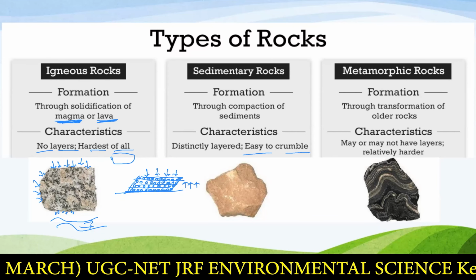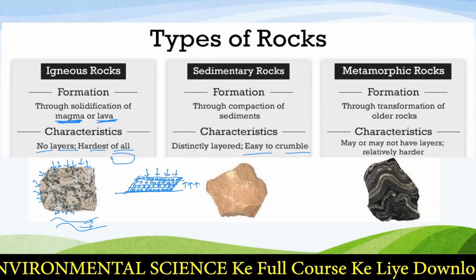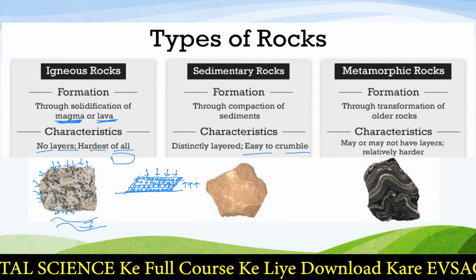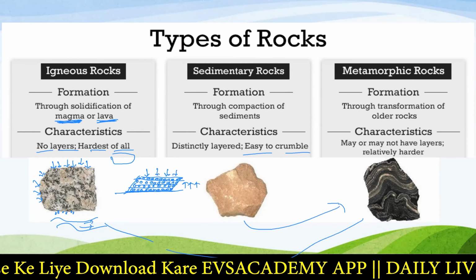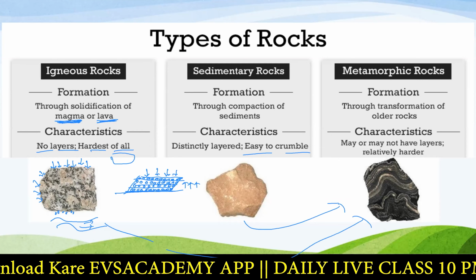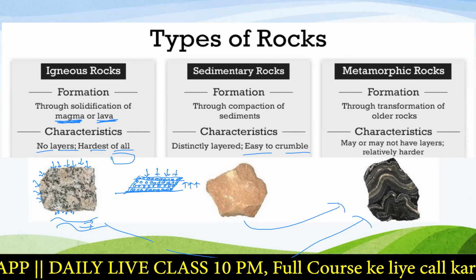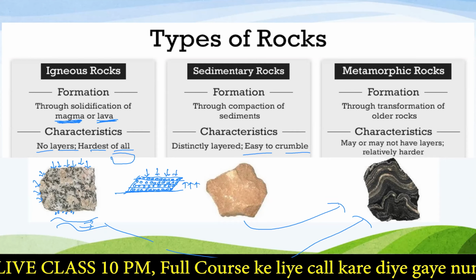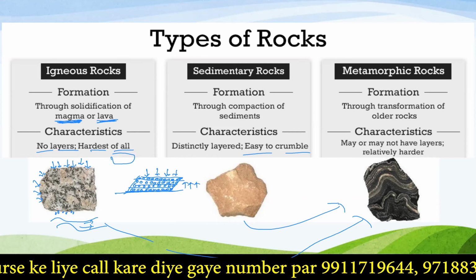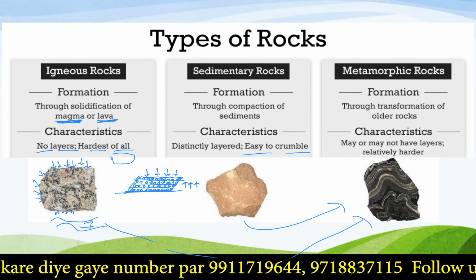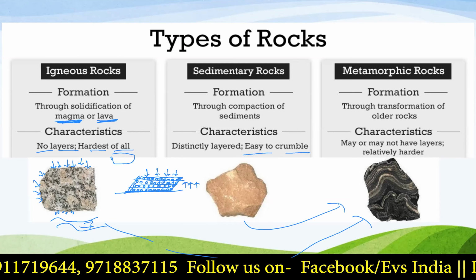The characteristic is that it may or may not have layers. Both are possible. From the igneous rocks, metamorphic rocks can be formed, and from the sedimentary rocks, metamorphic rocks can be formed. Both are possible in this scenario. And it is relatively harder as compared to the sedimentary rocks. So this is the characteristic of the metamorphic rocks. So these are all the three different types of rocks. And I hope the basics of these three different types of rocks are very clear to you.